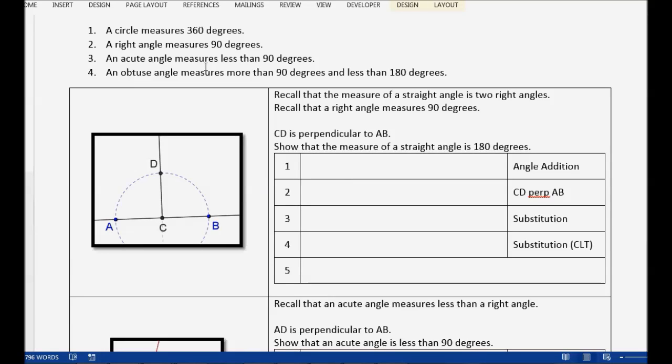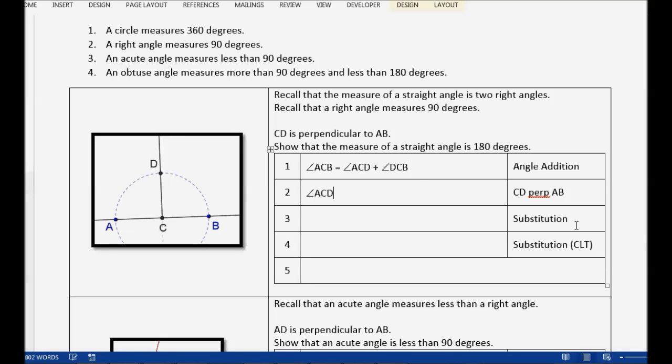So this first problem is all about showing that a straight angle is equal to 180 degrees. We start with the angle addition postulate. Incidentally, take a moment to see if you can do these. All right, here we go. Angle ACB is equal to angle ACD plus angle DCB. We need to say something special about these two angles based on the fact that they're perpendicular. What is that?